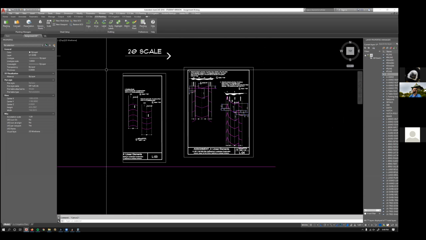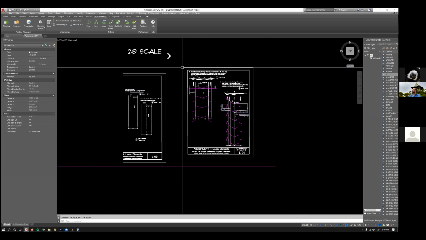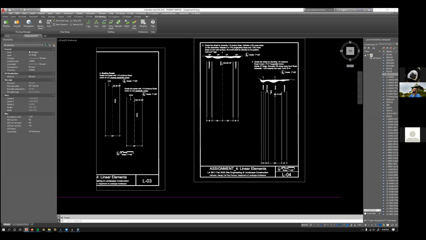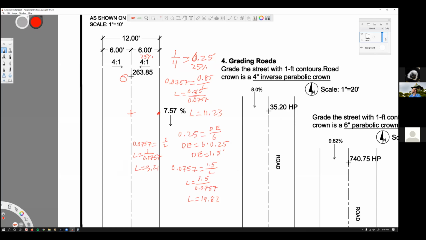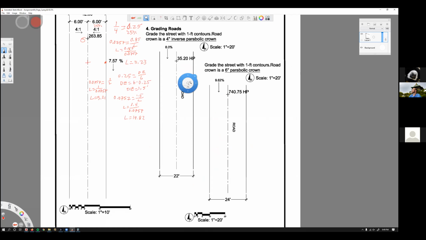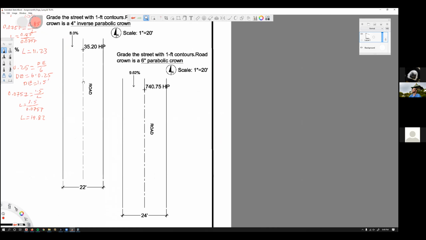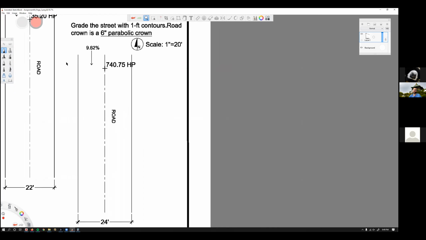Parabolic. This is what it's going to look like. Let's just do one of these. We'll do the parabolic crown, and that way, you do one and we can explain the other.